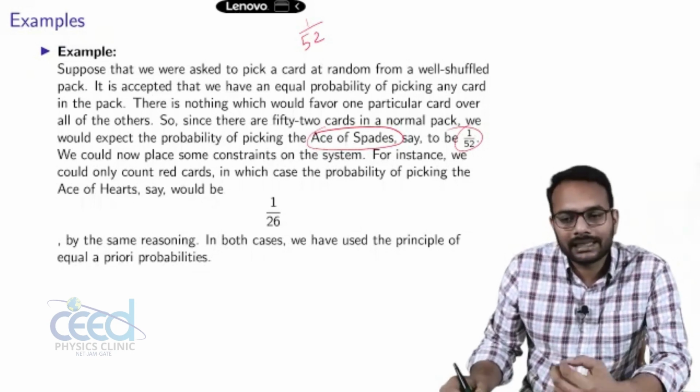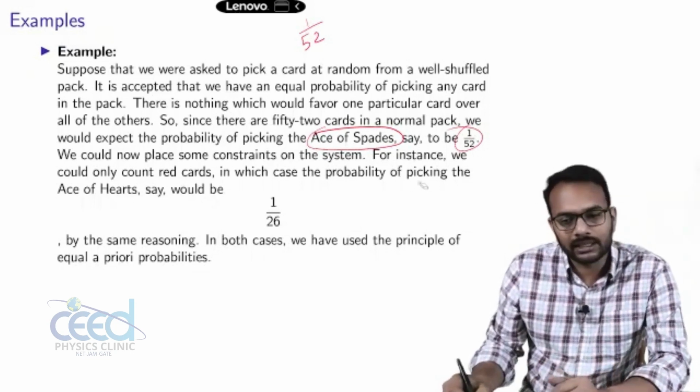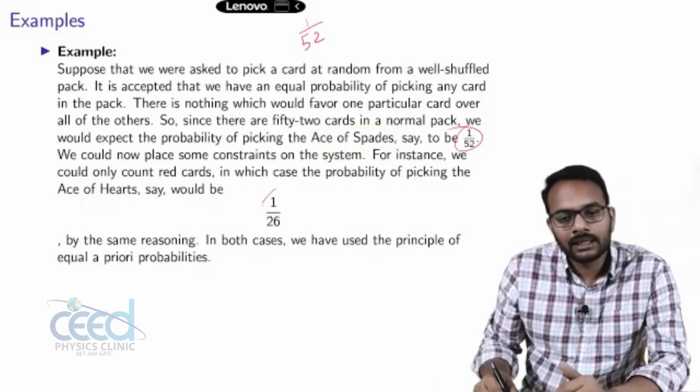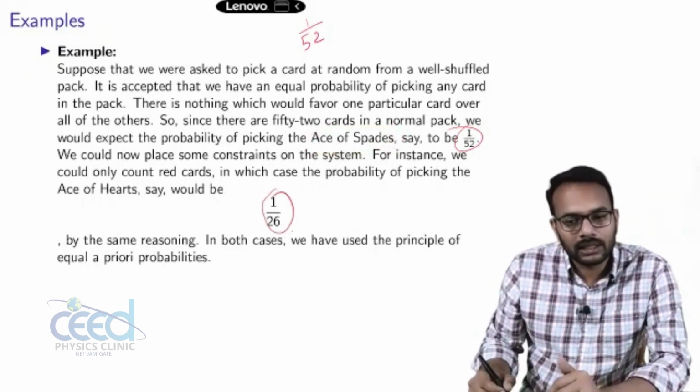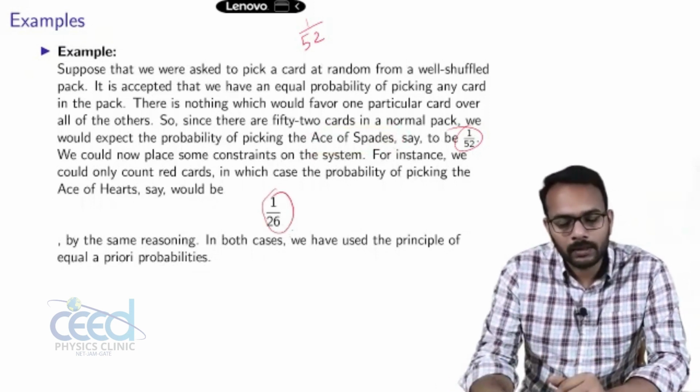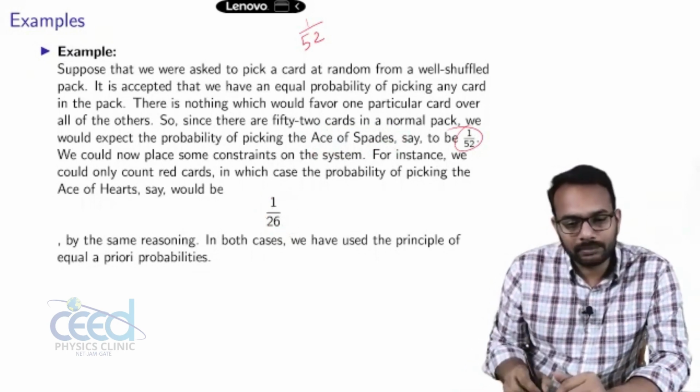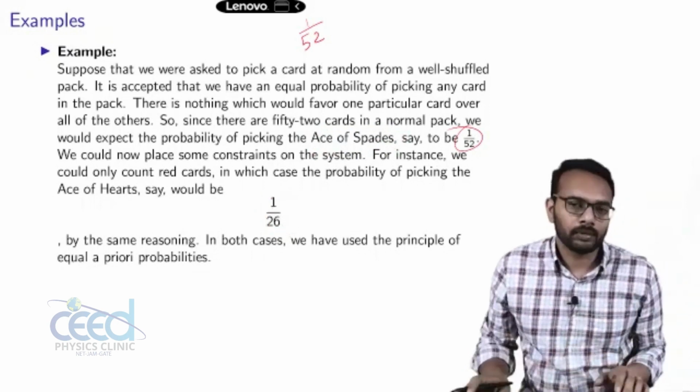ഇനി ചില കേസിൽ കൺസ്ട്രെയിൻസ്, നമ്മൾ റെഡ് cards മാത്രം കണക്കാക്കുന്നുണ്ടെങ്കിൽ there are only 26 cards, then the probability for picking up any particular card will be 1/26. Okay, ഇനി ഇവിടെ നമ്മൾ ഉപയോഗിച്ചിരിക്കുന്ന പ്രിൻസിപ്പിൾ ഓഫ് ഈക്വൽ എ പ്രയറി പ്രോബബിലിറ്റീസ് എന്നുള്ളതാണ്.